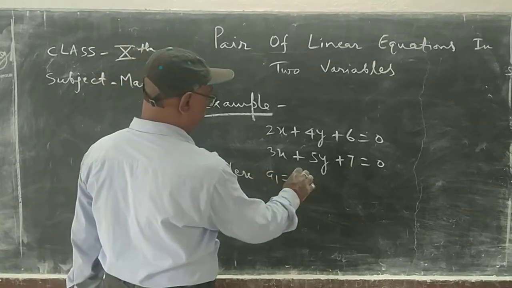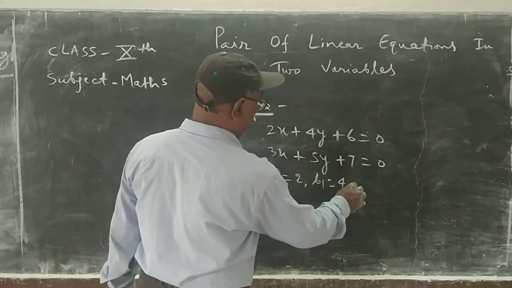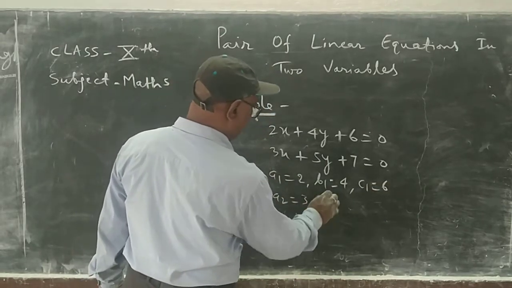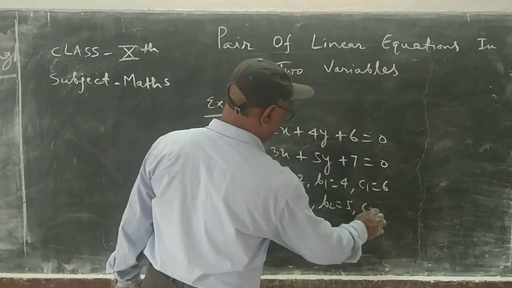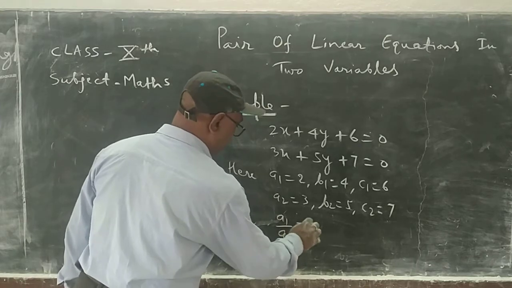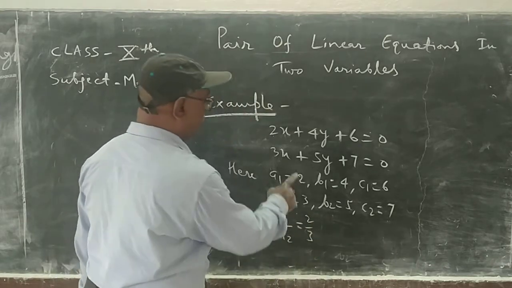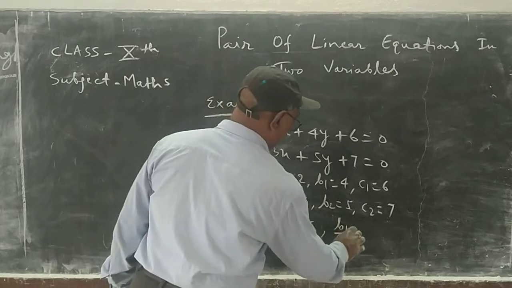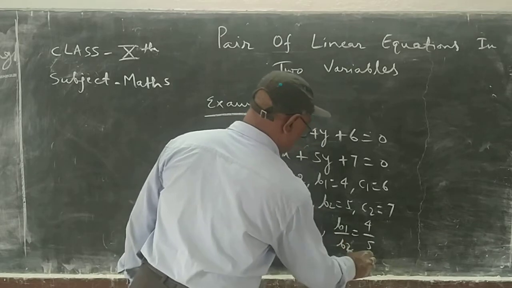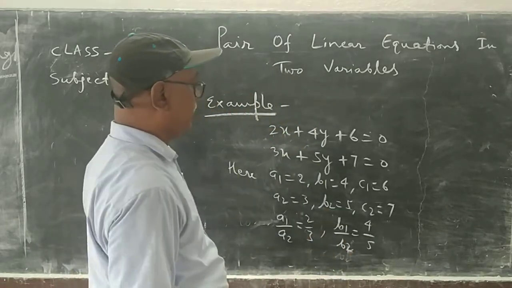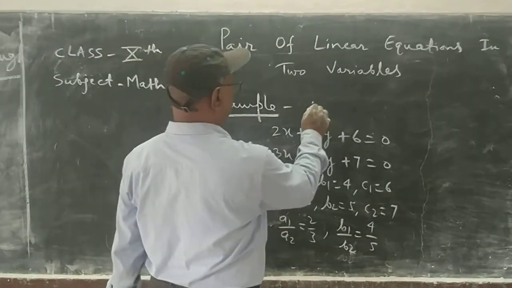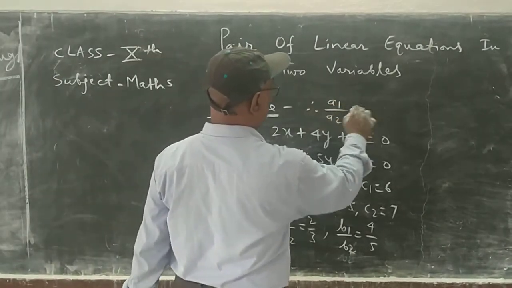Here, a1 is 2, b1 is 4, and c1 is 6; a2 is 3, b2 is 5, and c2 is 7. Now, if you obtain the value of a1 by a2, you have 2 by 3, and b1 by b2 is 4 by 5. Here you see both are not equal. Therefore, a1 by a2 is not equal to b1 by b2.